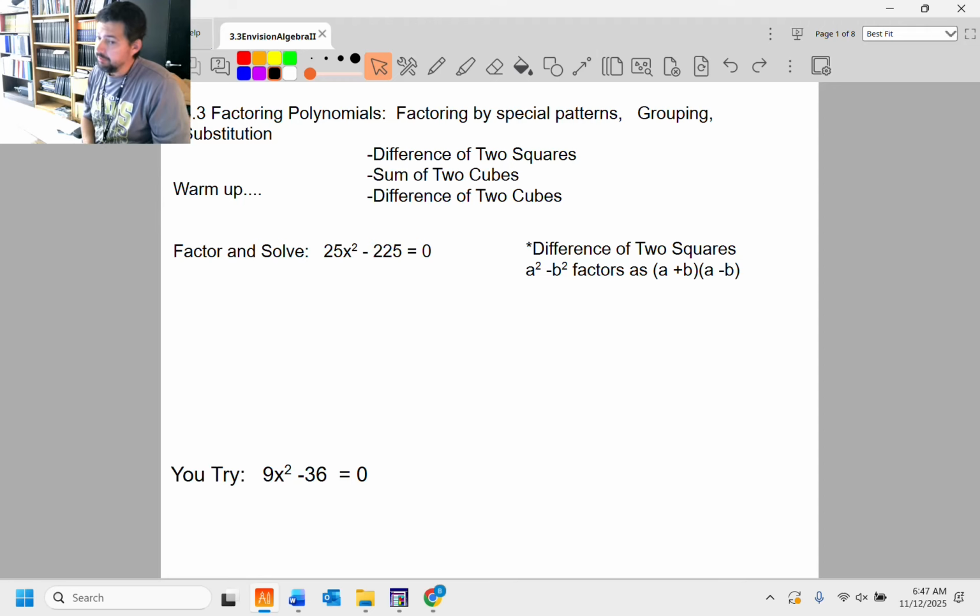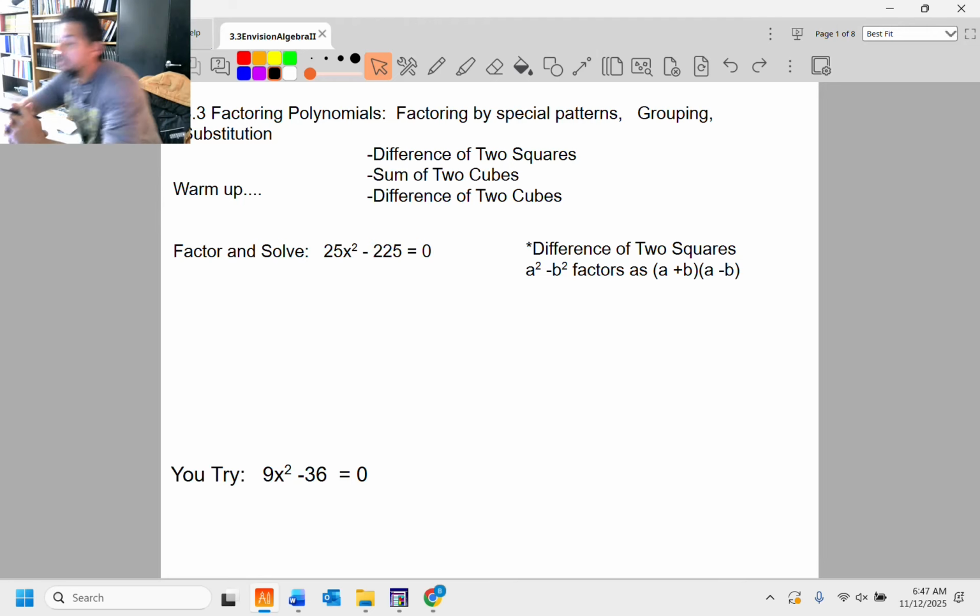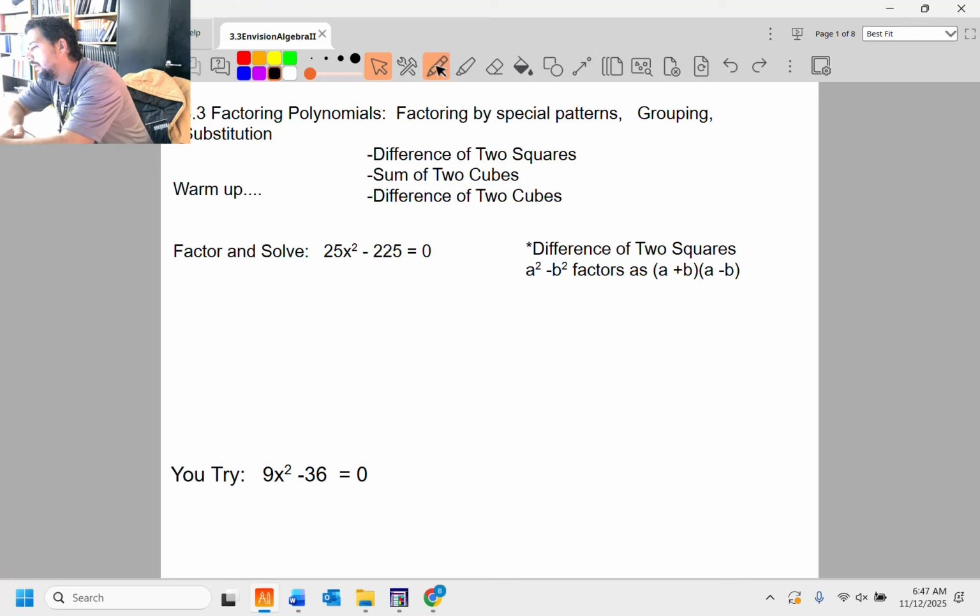So this is 3-3, which is a factoring section. It's going to be rough. All right, here's our warm-up. Our warm-up is something old, and I'm going to teach it using this special pattern here, which is a squared minus b squared. Now it factors.